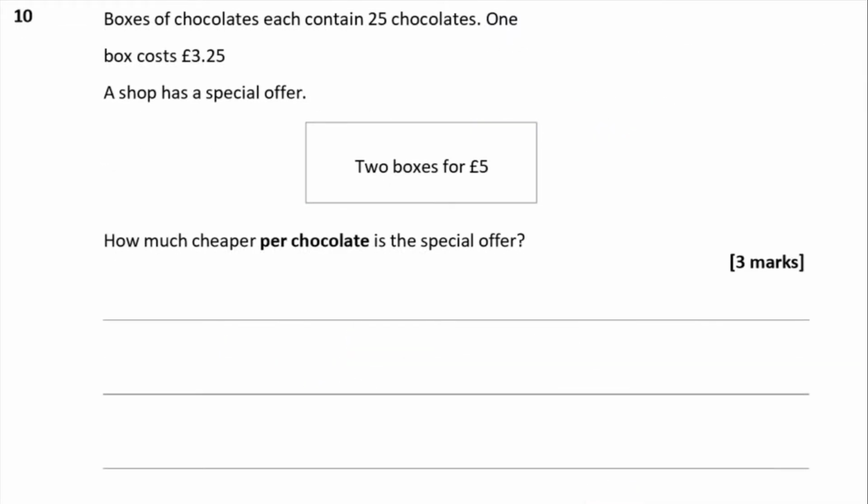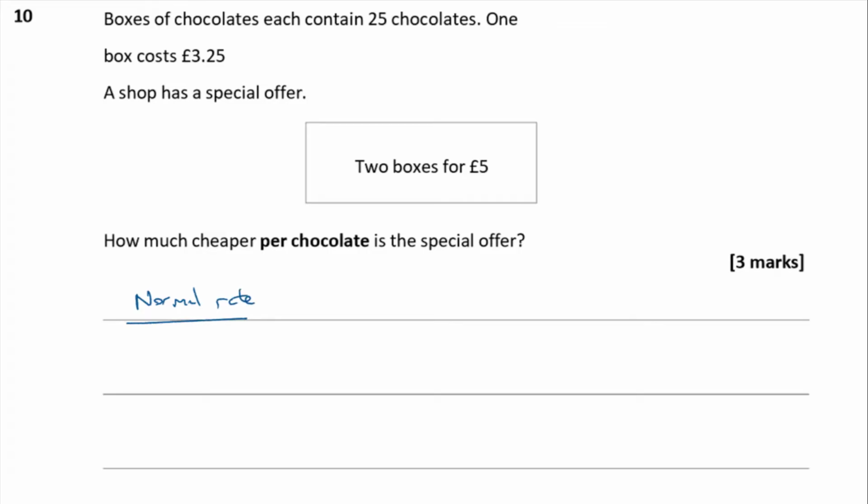Question 10. Boxes of chocolates each contain 25 chocolates. One box costs £3.25. A shop has a special offer. It says 2 boxes for £5. How much cheaper per chocolate is the special offer? So I think we're going to work out what the normal rate per sweet is, and then the discounted rate, and then we can take away one from the other, can't we?